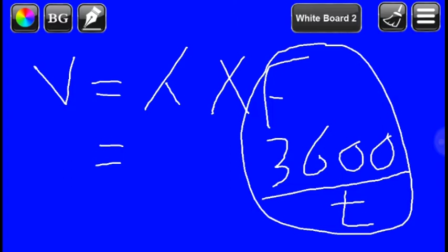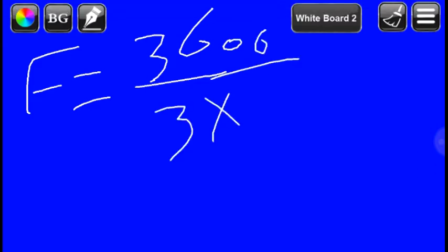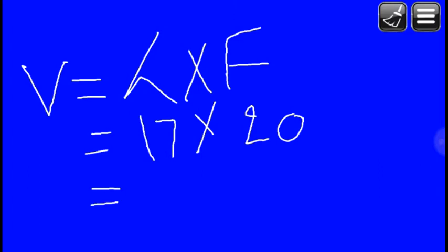The frequency equals 3600 divided by the time. What is the time? The time is 3 minutes, and the frequency is measured in seconds. So 3 minutes equals 3 times 60. So the frequency equals 3600 divided by 3 times 60, so it will produce a frequency equal to 20. Times the 17 for the wavelength in meters equals 340 meters per second.